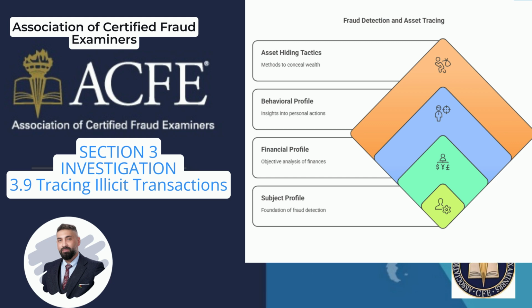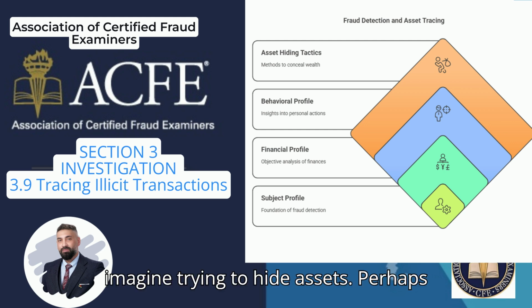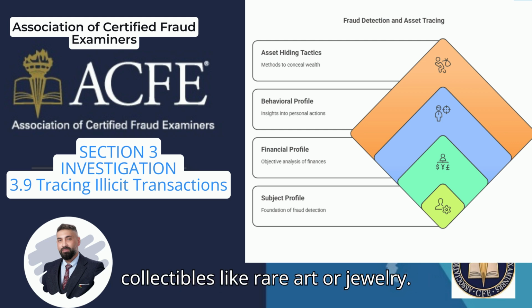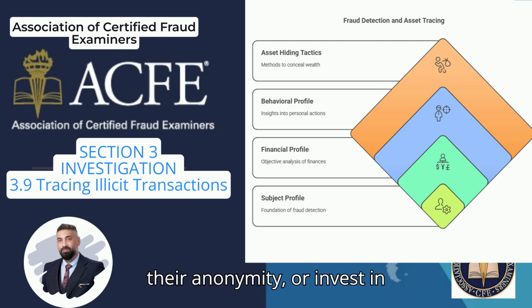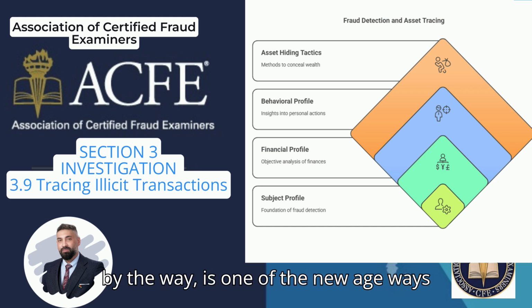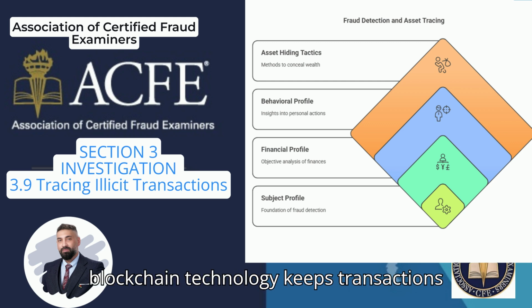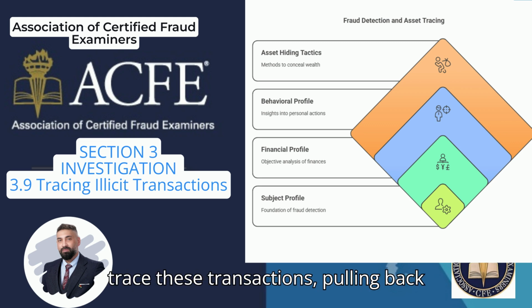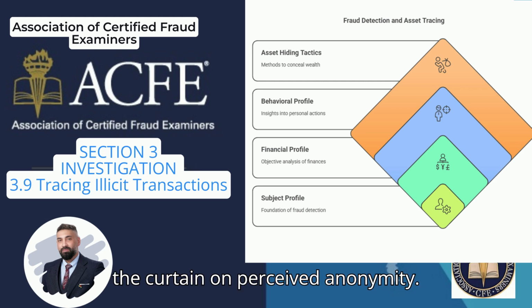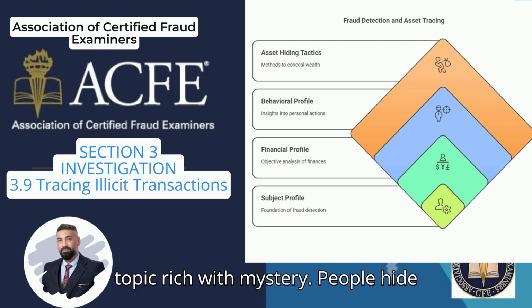Speaking of behavior and lifestyle, imagine trying to hide assets. Perhaps someone moves their wealth into collectibles like rare art or jewelry. Maybe they use prepaid cards, known for their anonymity, or invest in cryptocurrency. Cryptocurrency, by the way, is one of the new age ways fraudsters hide their money. While blockchain technology keeps transactions public, fraud examiners have the tools to trace these transactions, pulling back the curtain on perceived anonymity.